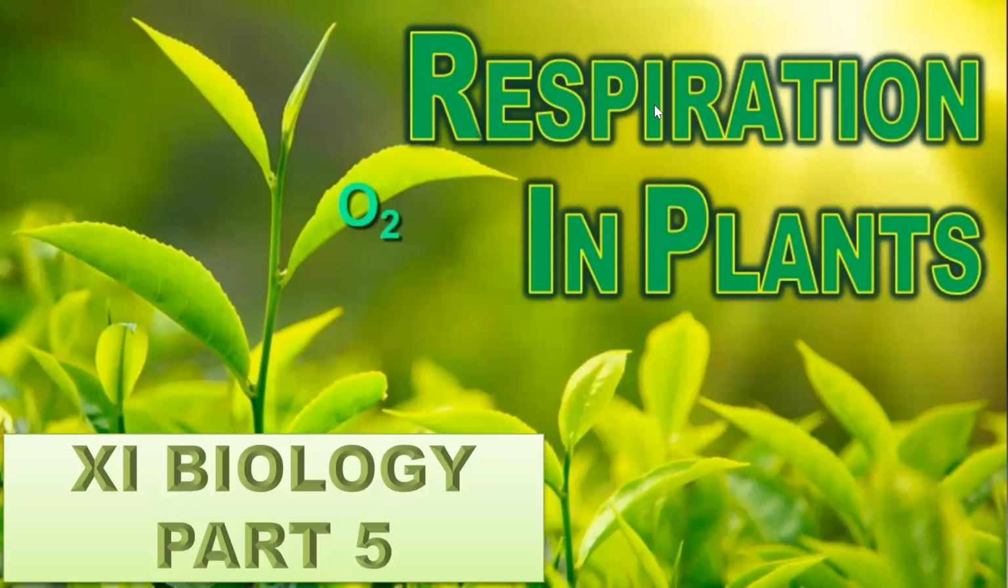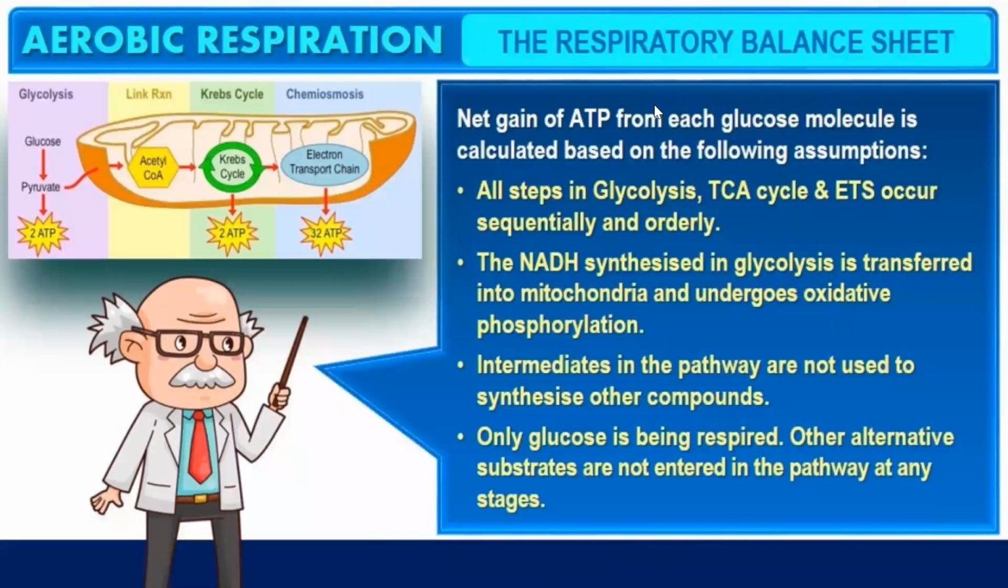Welcome students to the last part of Chapter 14, that is respiration in plants. Till now we have discussed the steps of respiration. First one was glycolysis, then the Krebs cycle, ETS, and how the ATP is formed. Now we will discuss the balance sheet of respiration.